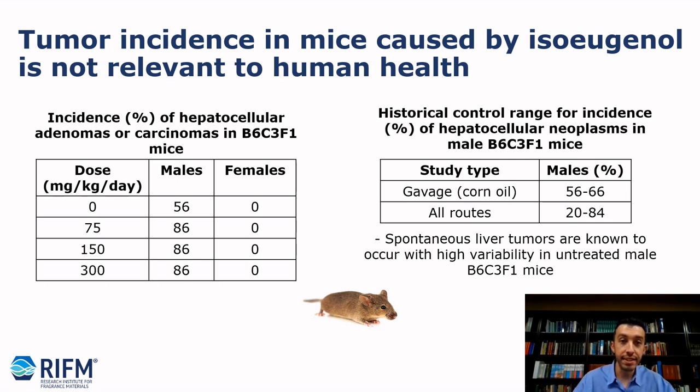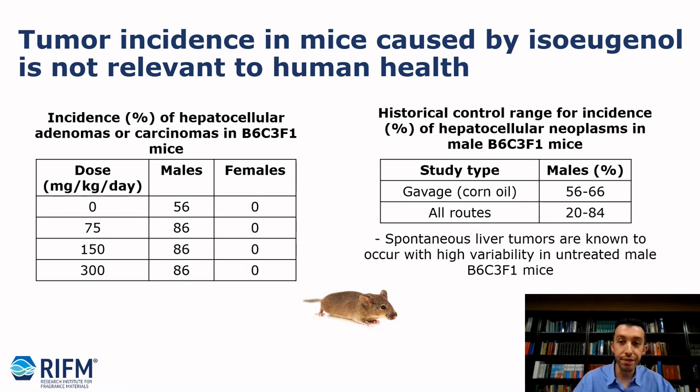Specifically, male B6C3F1 mice are known for their historically wide incidence range of spontaneous hepatocellular adenomas and carcinomas, even with no treatment substance. In gavage studies using corn oil, which is the vehicle used in the isoeugenol studies, the historical control range for these liver tumors is 56 to 66%. Across all administration routes, the range is even wider, being 20 to 84%. When comparing this with the incidence rates of hepatocellular adenoma and carcinoma seen in the isoeugenol study, it is questionable whether these tumors arose solely due to treatment or if it was a species and sex-specific effect.